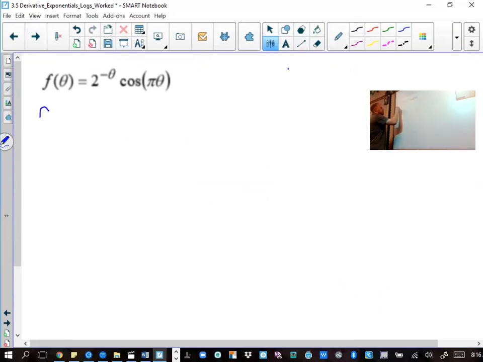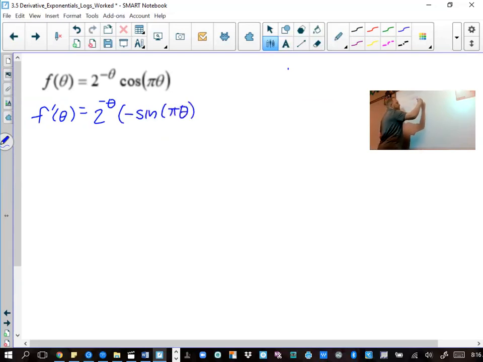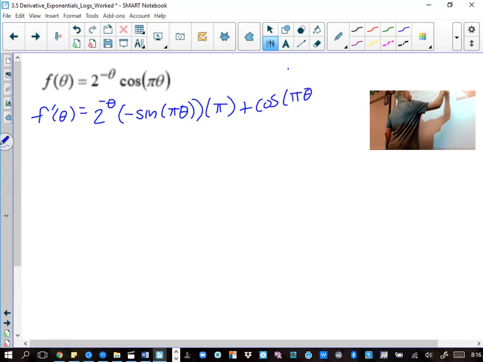So I'm going to take the first, being 2 to the negative theta, and the derivative of cosine pi theta. Well, this is going to be a chain rule. So we have to take the derivative of the outer with respect to the inner, times the derivative of the inner. So the derivative of pi theta is just pi, plus we're going to then take the second, which is cosine of pi theta, times the derivative of our first function.